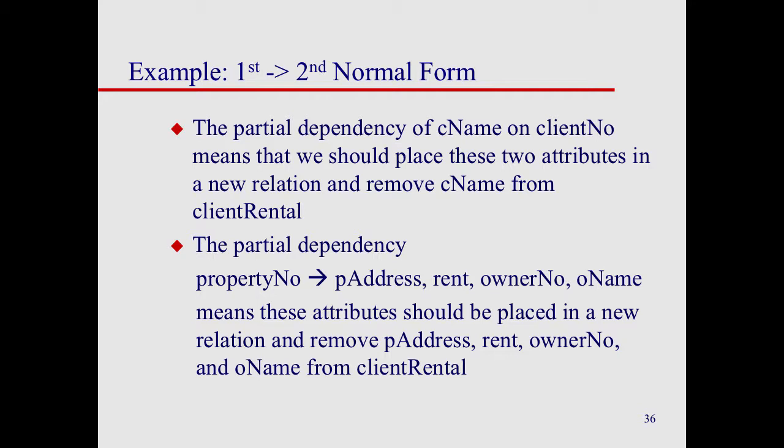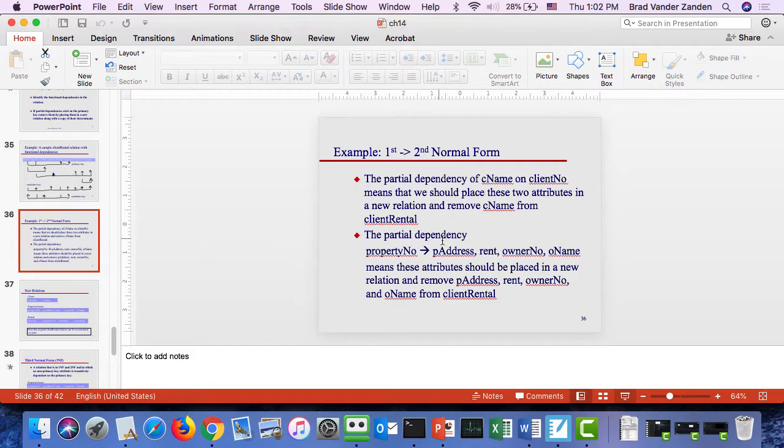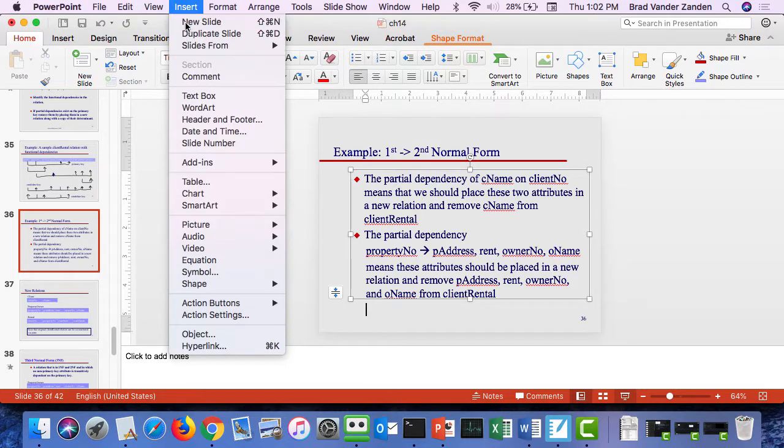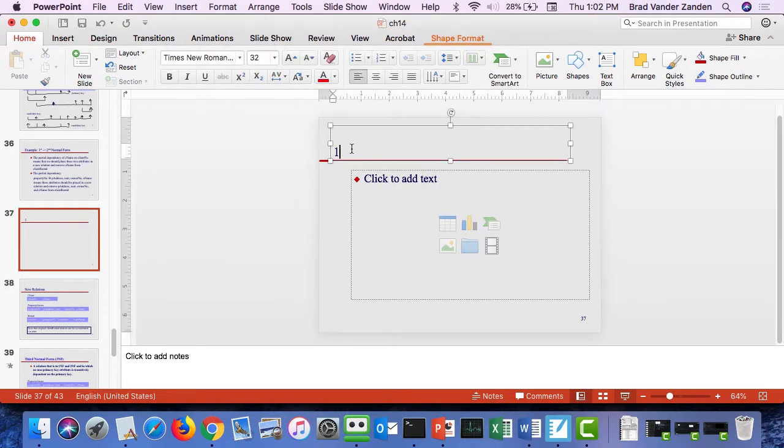So I don't think I have that down. I kind of did, but I didn't say it. I said, and remove P address, rent, owner number, and owner name from client rental. That was a specific example, so I could say it in general. So actually let me put a new slide in here. First normal form to second normal form.